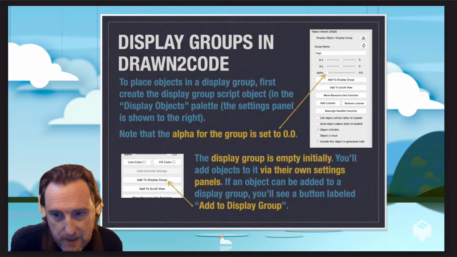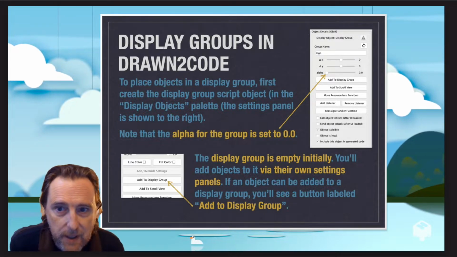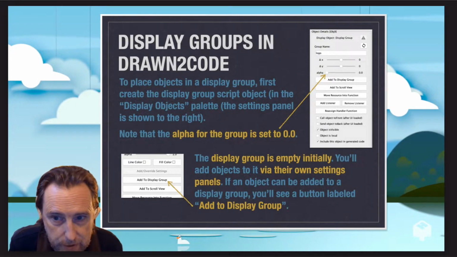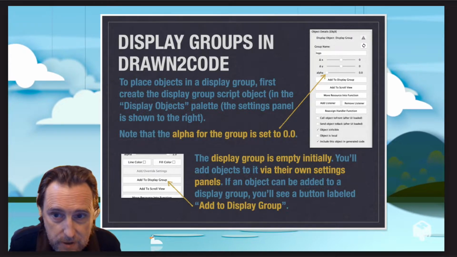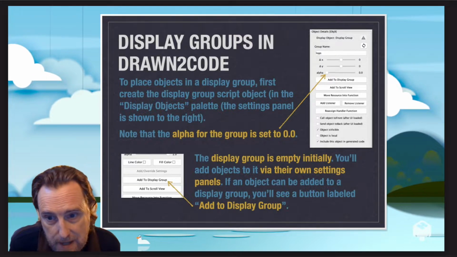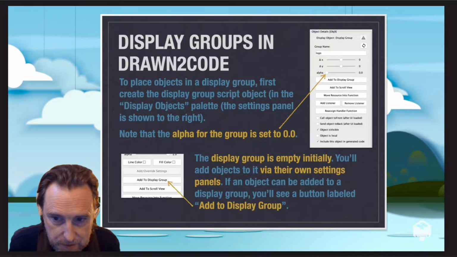And then what you're seeing here is a screenshot. The upper right-hand side screenshot is a settings panel for a display group. So I'm just showing you really that you have a lot of control over what it looks like. You can move it, you can fade it in, fade it out, and that'll affect everything in the display group.